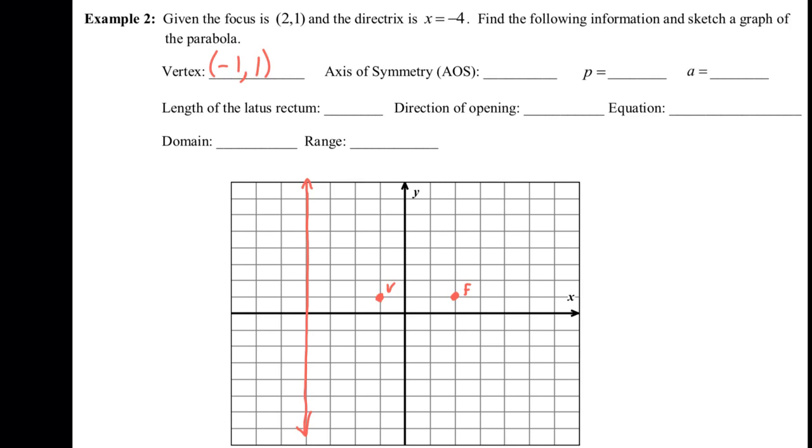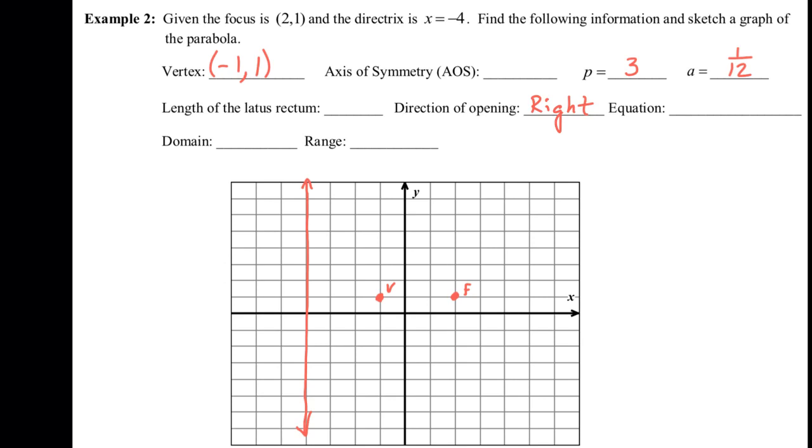It also tells us the p value is 3, because that's the distance from the focus to the vertex. And your a value is 1 over 4p, so that would be 1 over 12. Our parabola is going to be opening to the right, because that's going away from the directrix, and that also puts the focus on the inside. And that means our a value will be positive. The direction of opening, we can go ahead and fill that in. That is going to be opening to the right.